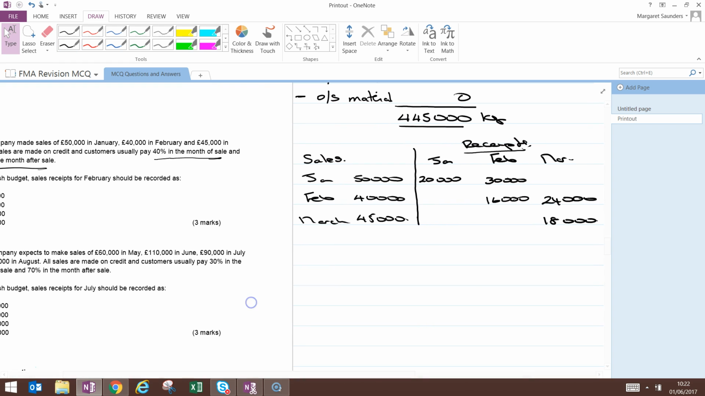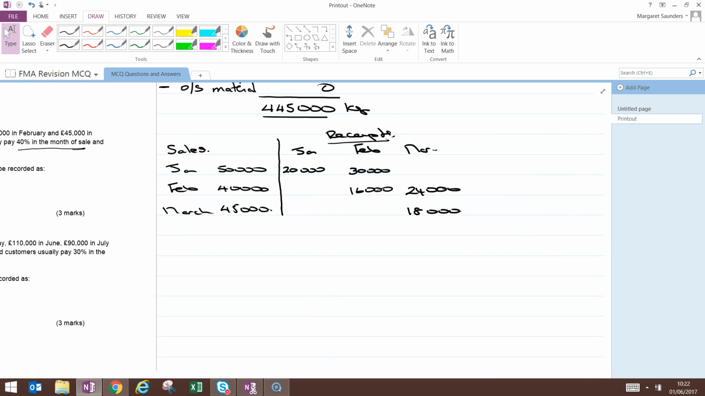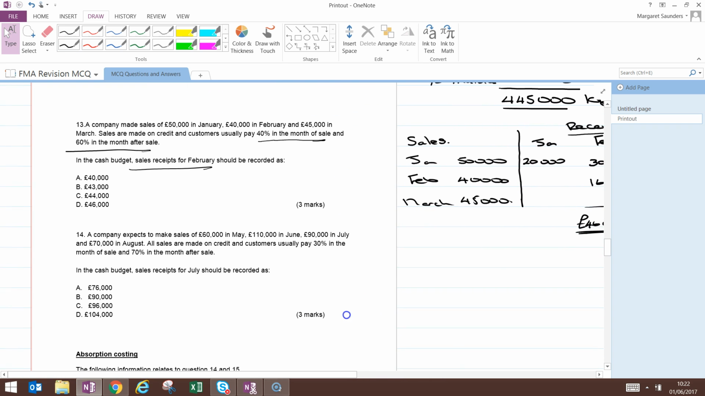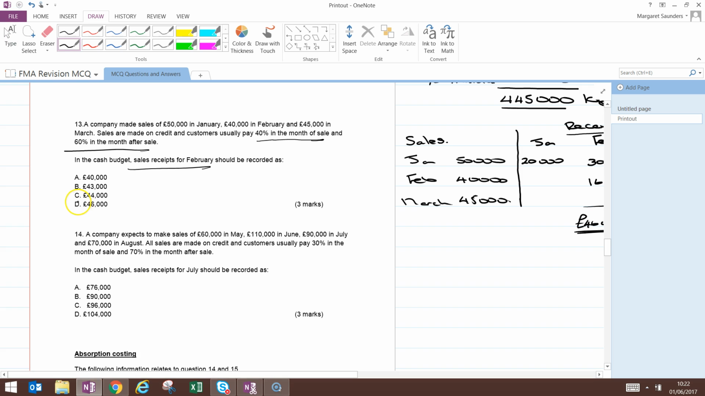So, the question asks, what would be the sales receipts for February? So let's look at our receipts column for February. £46,000. So there's our answer. Now, I strongly recommend that you use this method whenever you're working out receipts from customers where there are payments on credit, because this is such an easy way to ensure that you get your calculations correct. So we have £46,000, which is answer D.